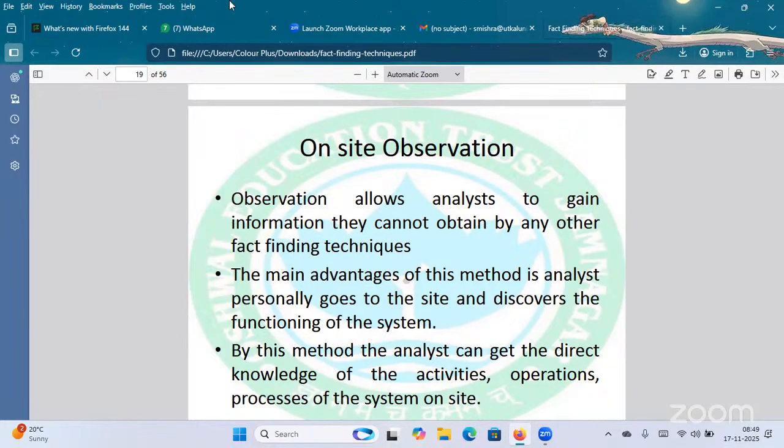So the main advantage of this method is the analyst personally goes to the site and discovers the functioning of the system. So by this method, the analyst can get direct knowledge of the activities, operations, processes, and system on site. If there is the old system, they will directly go there and study the system by observing it on the site.